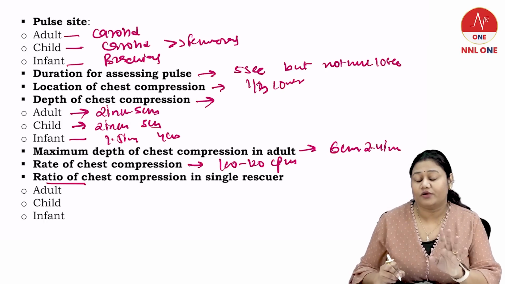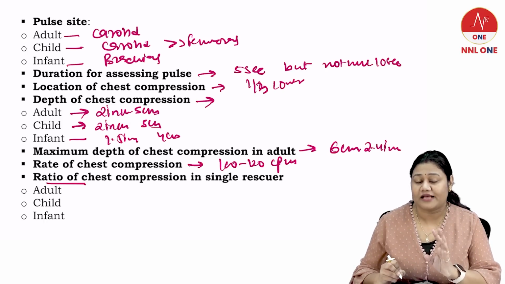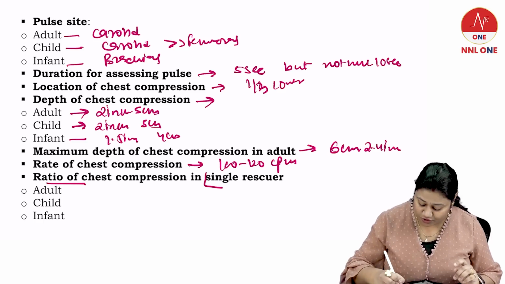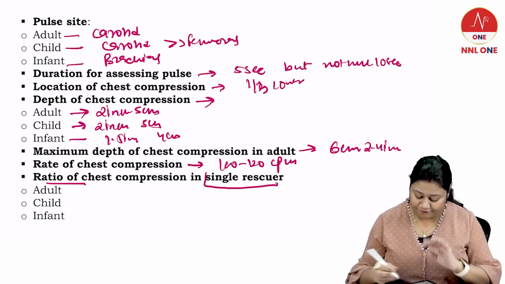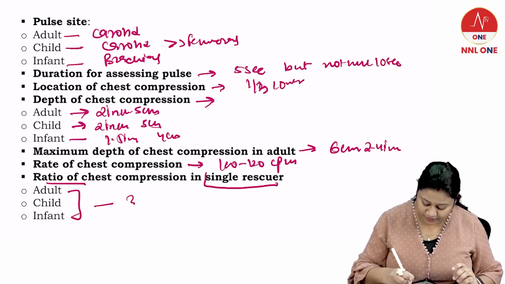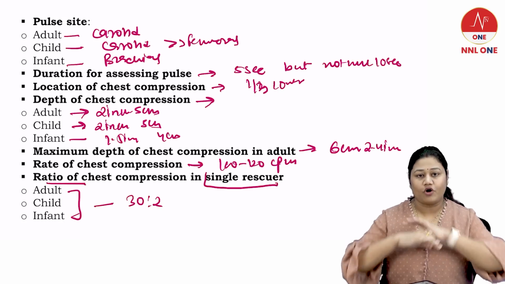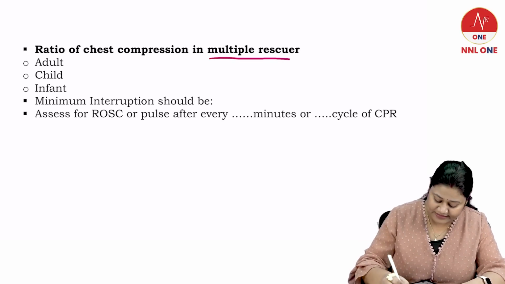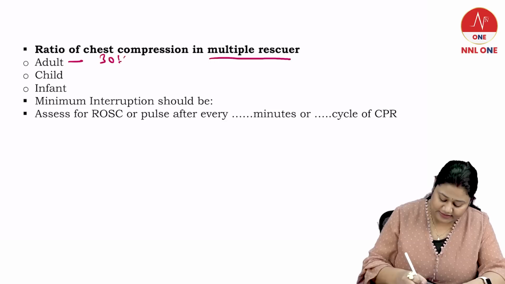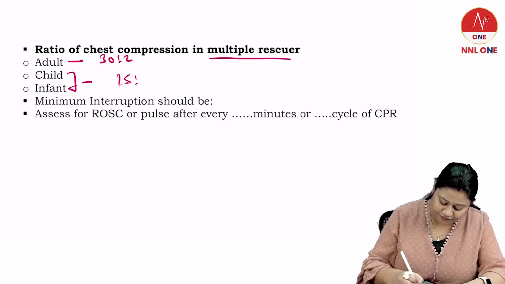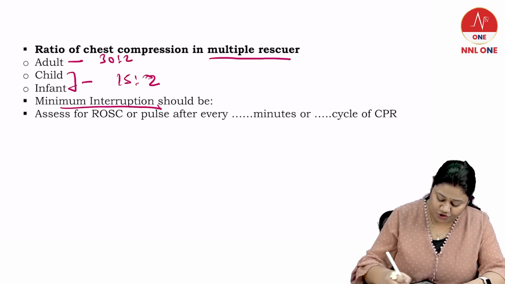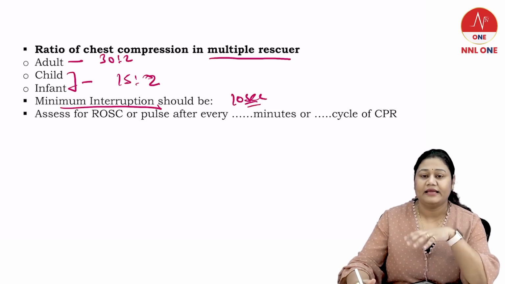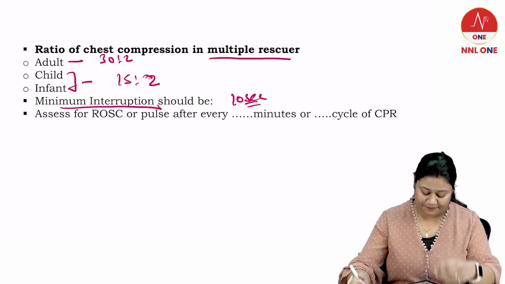Whenever you attempt a question where they ask the ratio of chest compression to ventilation, special focus should be on the number of rescuers. If you have a single rescuer, the ratio remains the same, 30 to 2 for all: adult, child, infant. If you have multiple rescuers, for an adult it is 30:2, for child and infant it is 15:2. Interruption should not be more than 10 seconds. If you interrupt the CPR, then it will not be considered effective CPR.